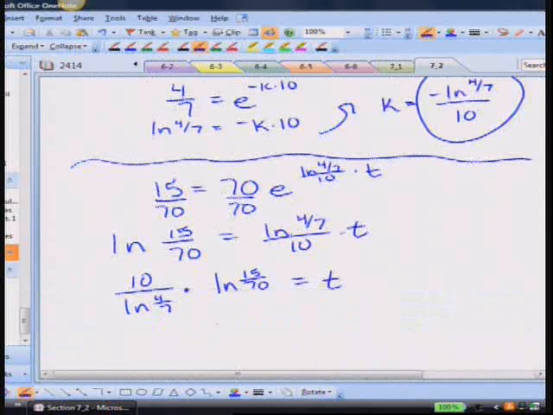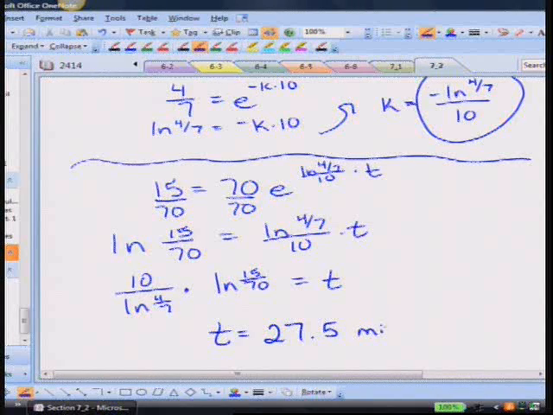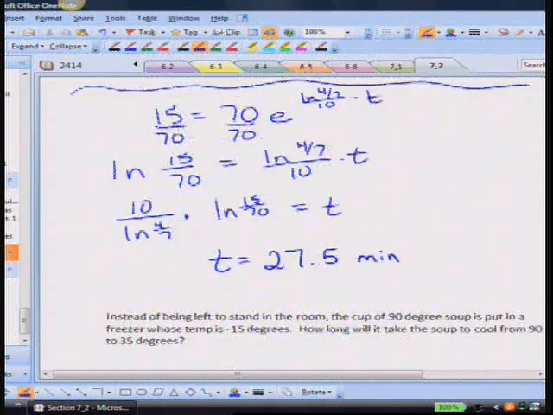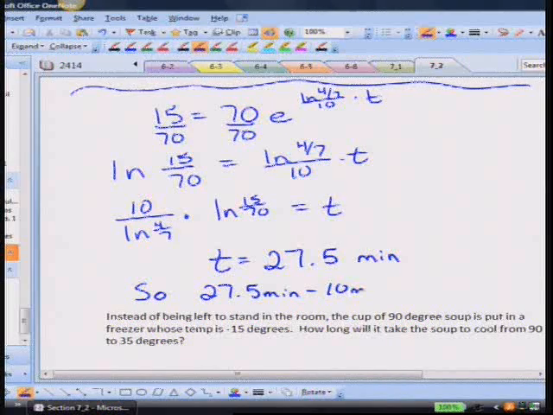All right, and so if you type this into your calculator, you get t equals 27.5 minutes. But the question is how much longer? And so you've already gone 10 minutes, so it will be 17.5 minutes longer. Does that make sense?